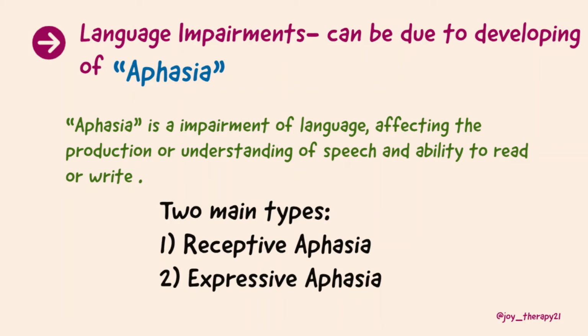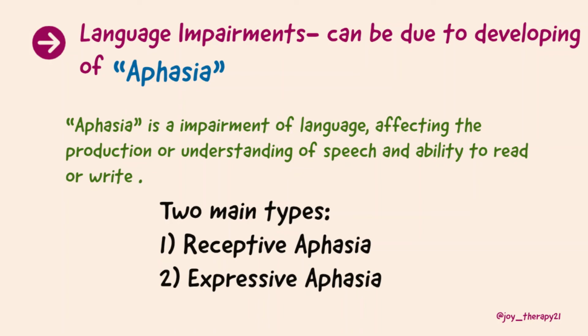Two main types of aphasia that can be seen post-meningitis are receptive aphasia, where reception is the ability to understand language, so in receptive aphasia, understanding is affected. The next type is expressive aphasia, where expression means use of language, therefore in this, use of language is impaired.